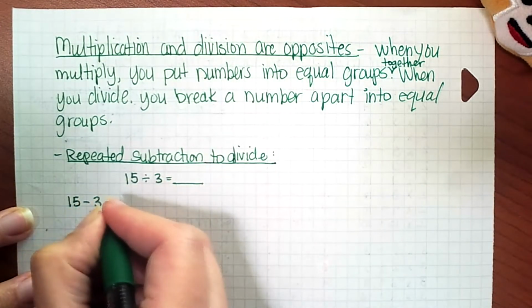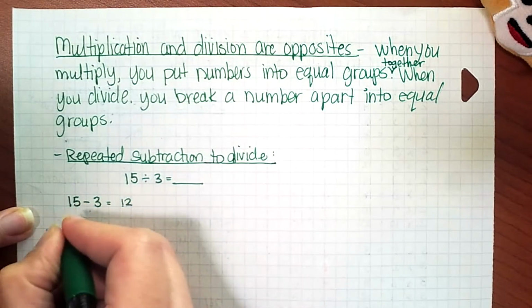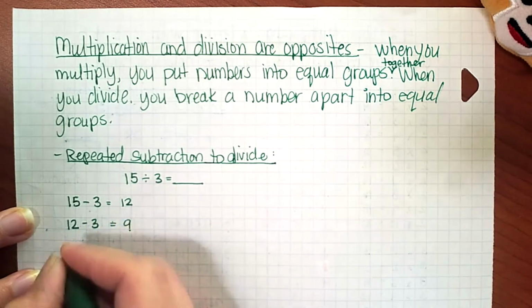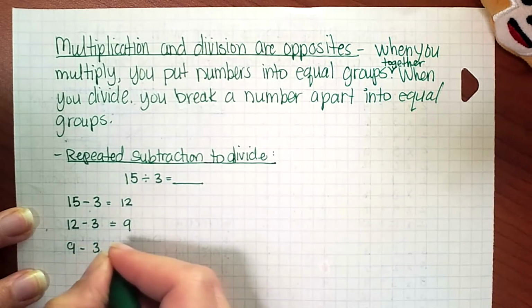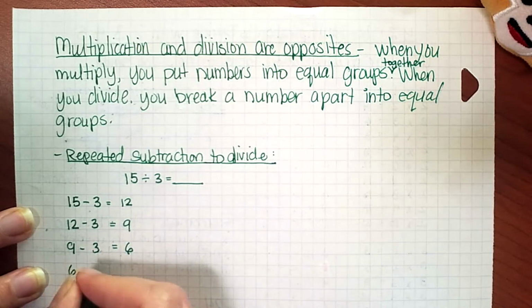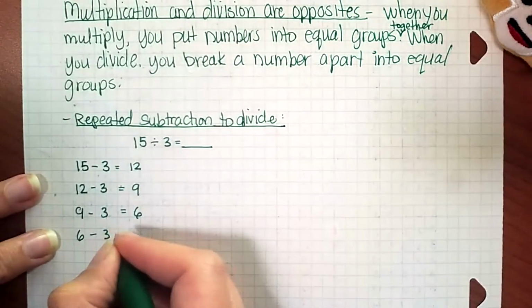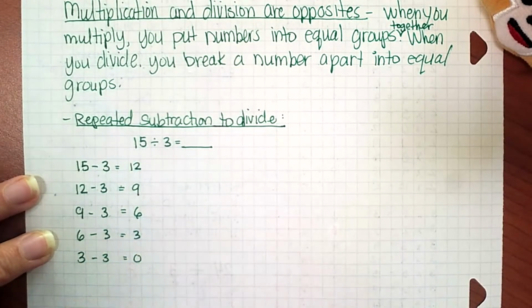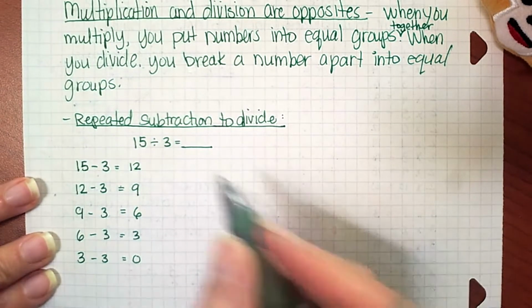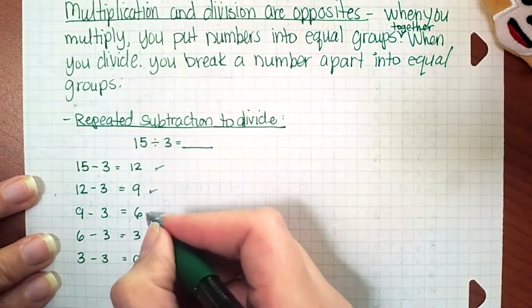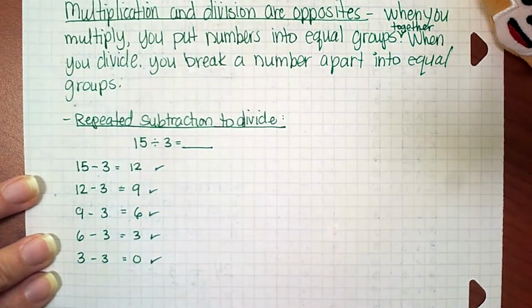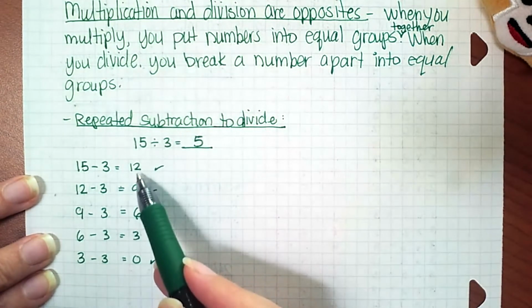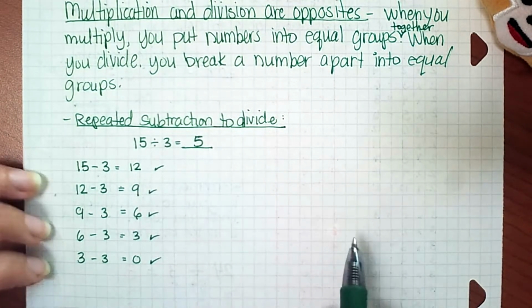So 15 take away 3 is equal to 12. 12 take away 3 is equal to 9. 9 take away 3 is equal to 6. 6 take away 3 is equal to 3. And then 3 take away 3 is equal to 0. And then I count how many times I was able to do that repeated subtraction. So 1, 2, 3, 4, 5 times. So I know that 15 divided by 3 is equal to 5. I was able to take out groups of 3 5 times.